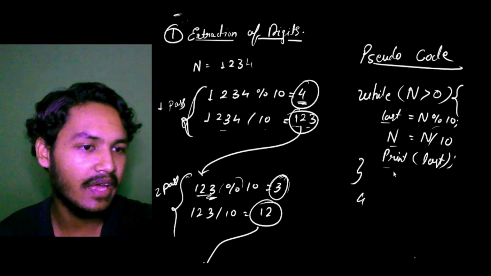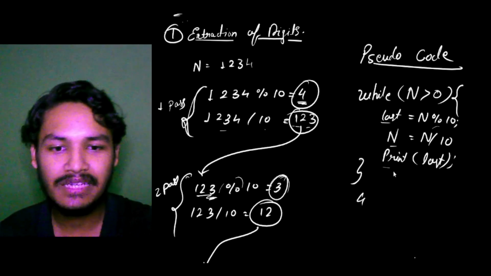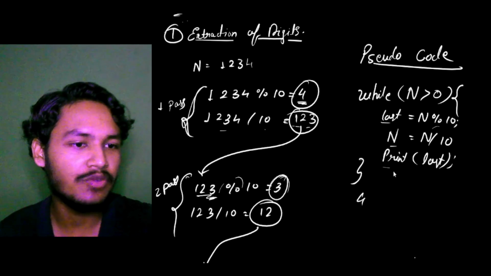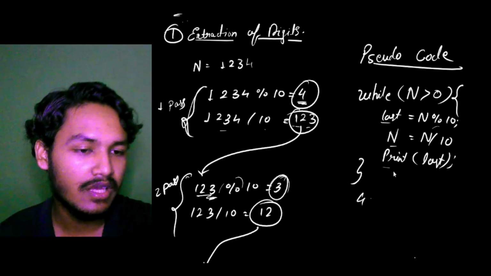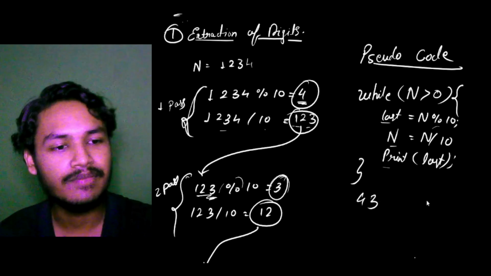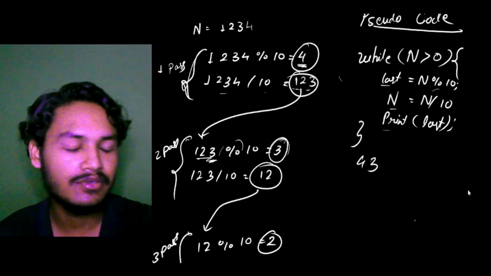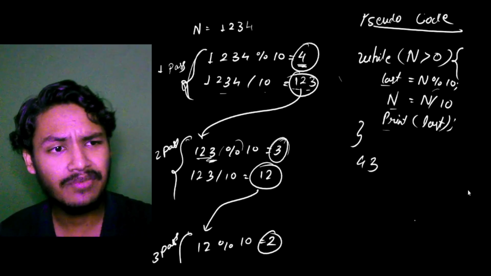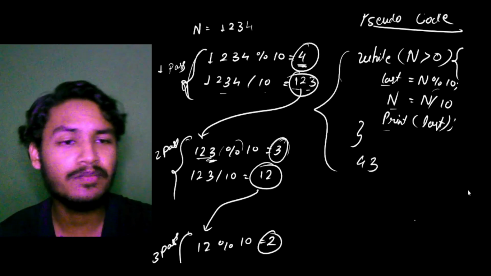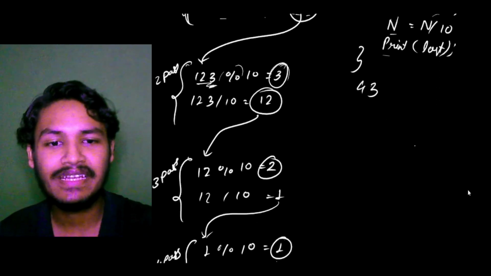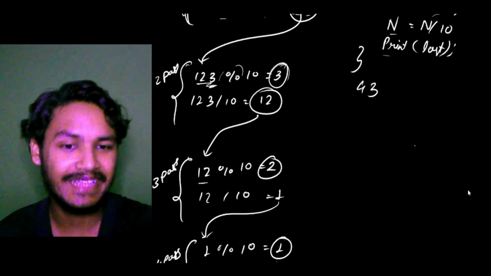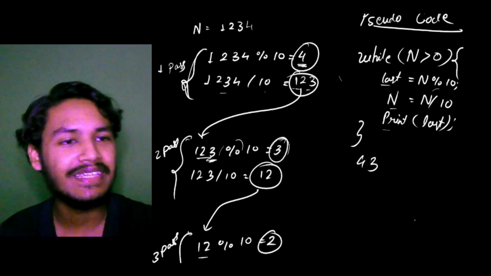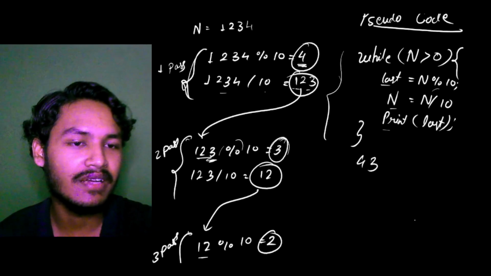We are dividing this number by 10 again, so we get 12, and we print the last digit, which will be 3. And again we run this while loop, and you can see that the number is 12, which is greater than 0, so this while loop will run again.